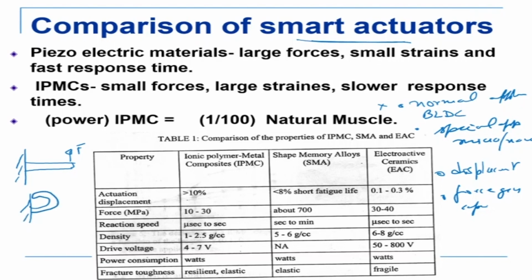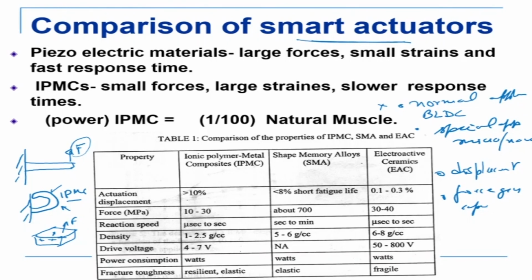So how much it is going to displace and what is the force capacity. For example, in a piezo crystal like this, you can give it a charge, it will expand, but the expansion is very, very small, but it produces a very high force. Force is high but displacement is low. Whereas in the case of IPMC, ionic polymer metal composite, the displacement is high but the force is low. So you need to have a balance between these two, and depending on your application, you can choose which one you want.